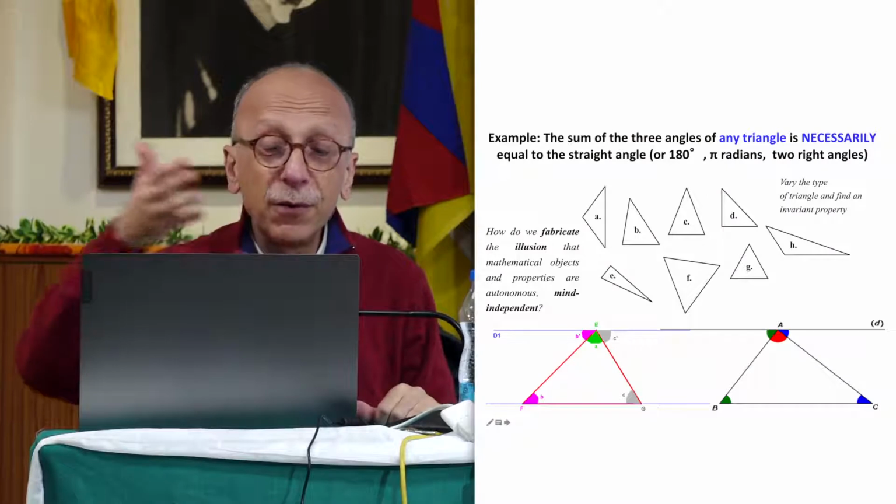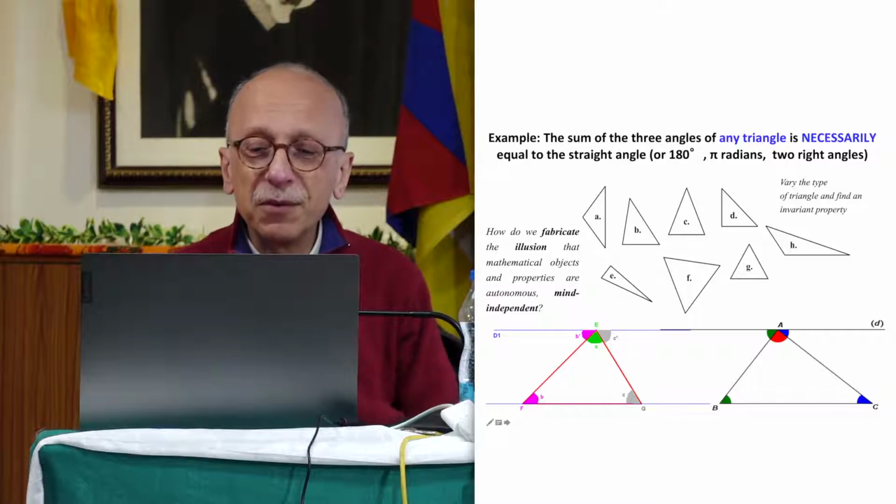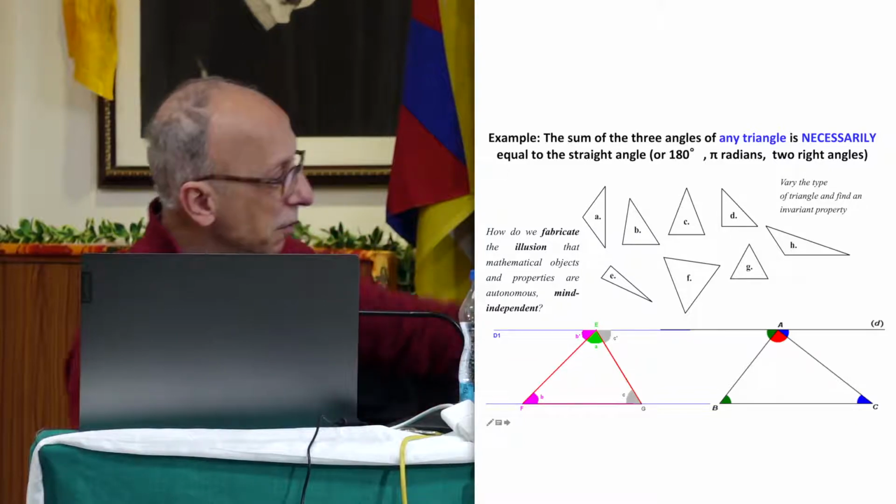So eidetic variation means varying the idea, okay? You vary the idea. And then you extract what doesn't vary across all the varieties, for instance, of mathematical objects, and especially, for example, the variety of triangles. Okay, so what is a property that belongs to all triangles? Here you have such a property.